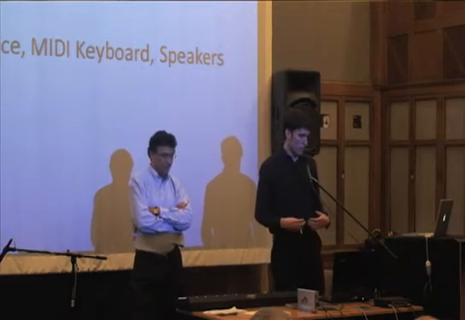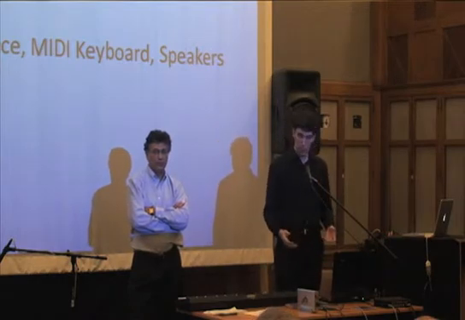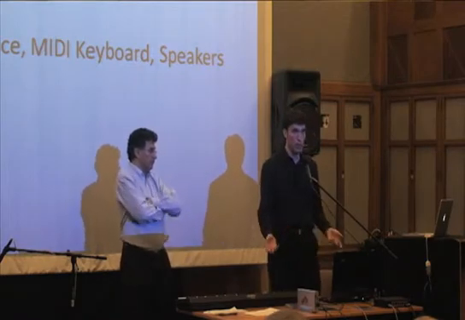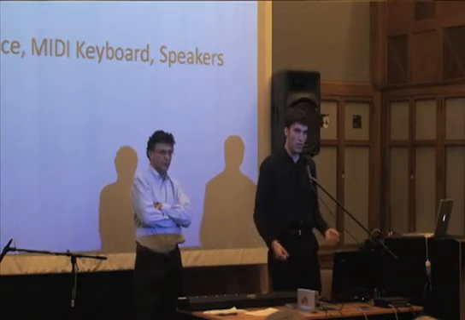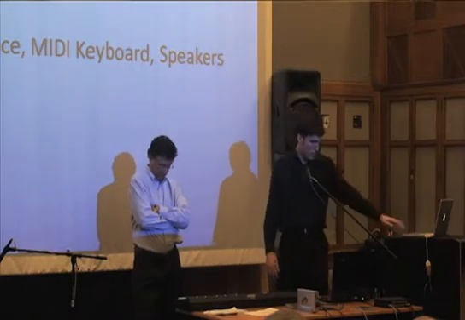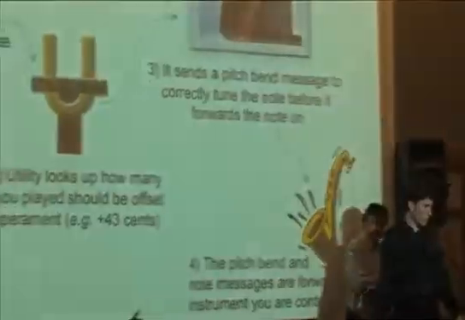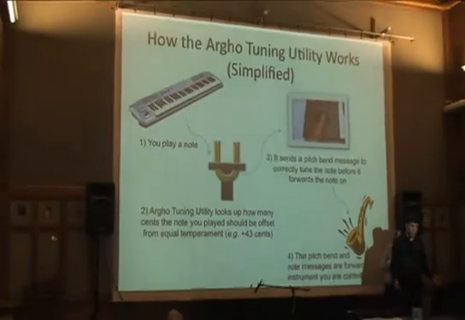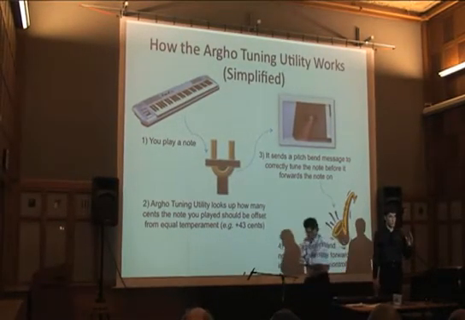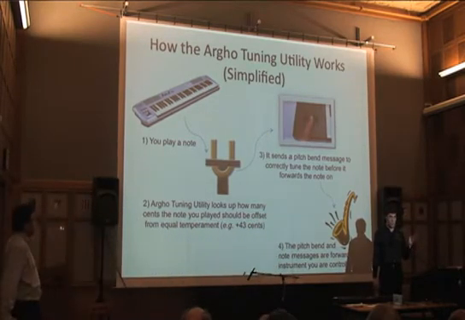So we developed the Arghonoon Tuning Utility, and what it does is it sits between the keyboard and the instrument that you're controlling. You can think of it like a guitar effects pedal that would sit between a guitar and the amp, so it modifies the signal that's coming on. Whenever you play a note, you configure the tuning system that you want to play in. You play that note, the software looks up the offset and figures out how much the pitch bend wheel needs to be bent, and it sends that pitch bend message for you.